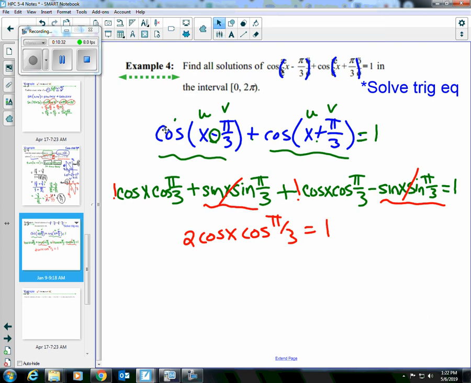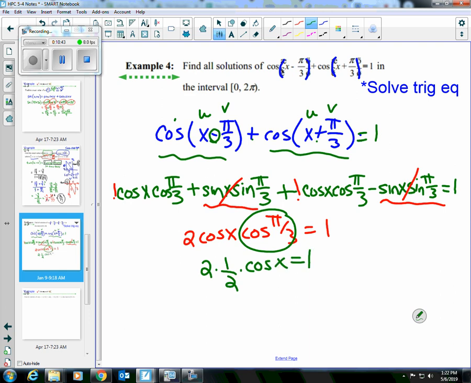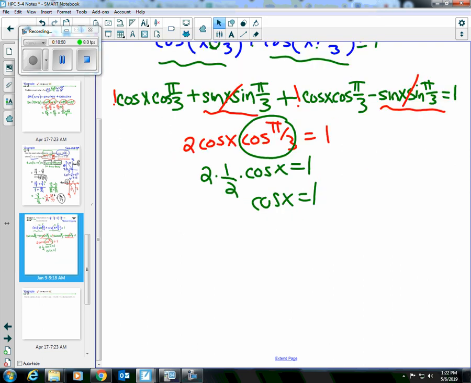Now, part of this I can actually do. Anything that's a special value, let's do that. So what is cosine of pi over 3? Well, cosine of pi over 3 is a half. So I have 2 times a half times the cosine of x equals 1. Well, 2 times a half is 1, so when is cosine equal to 1? All of that boils down to this really easy statement. So if you recognize it's a sum or difference formula, just use it.